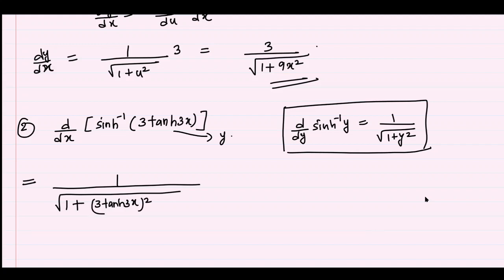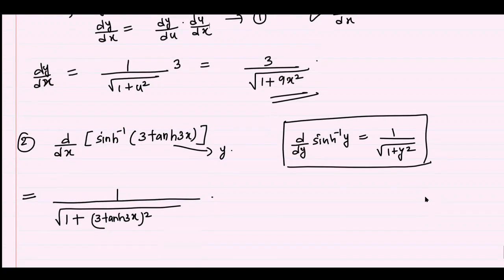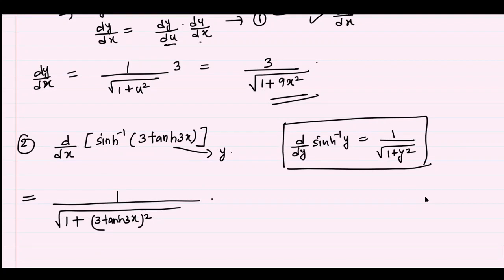So it is 1 by root of 1 plus y square, I have written. Now I have to again multiply it by the derivative, just as we are doing in the chain rule. The chain rule I wrote here: dy by dx is equal to dy by du into du by dx. So again we have to multiply this with respect to x. So I have to find the derivative of, again, d by dx of 3 tanh 3x.